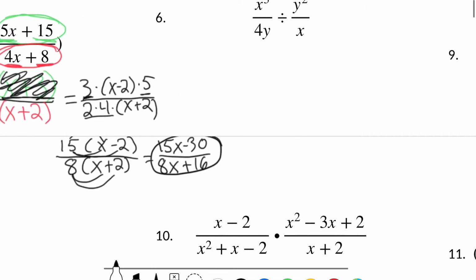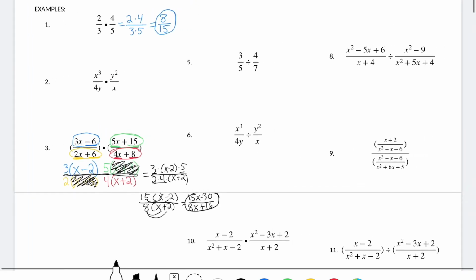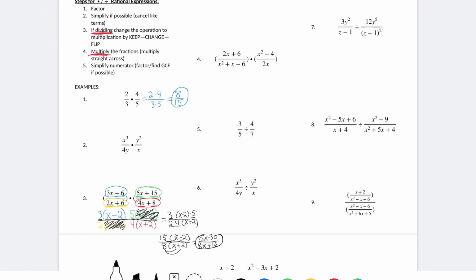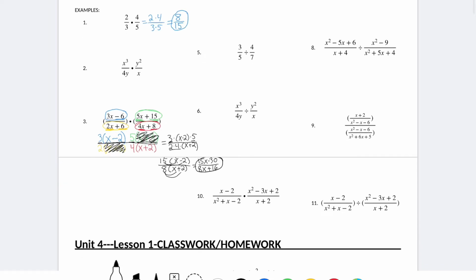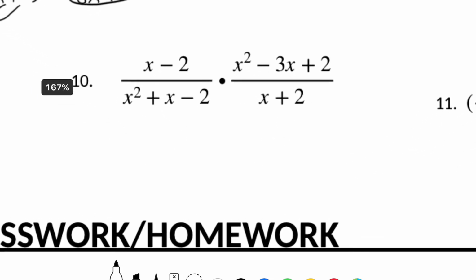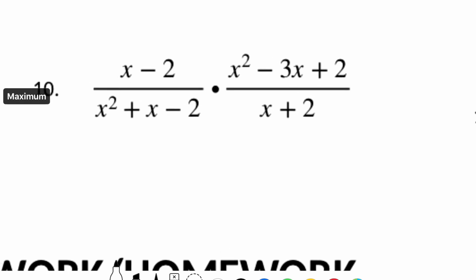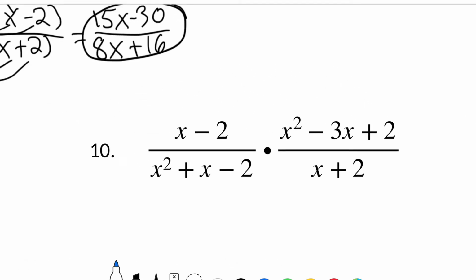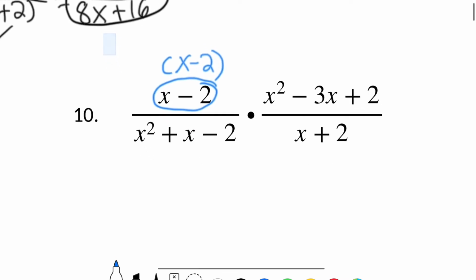So let's do a little bit harder one. Let's go to number 10. Number 10, we're going to factor each of these as far as we can. So the first thing we get to is x minus 2. Can we factor anything out from x minus 2? No. So we're going to use this in our big fraction.